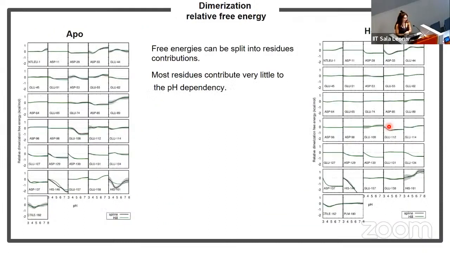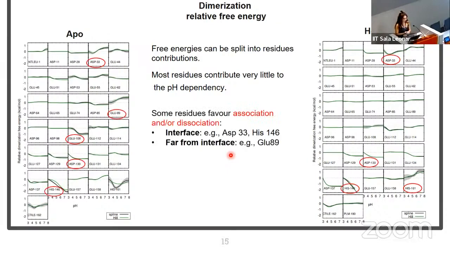We also looked into the contributions that each individual residue has to the dimerization free energy, because since the protonation curve of the total protein is the sum of the protonation curves of the individual residues, then the global dimerization free energy also depends on the dimerization free energy of each individual residue. By looking into these graphs, most residues contribute very little to the pH dependency. However, there are some residues that favor association or dissociation depending on the pH.